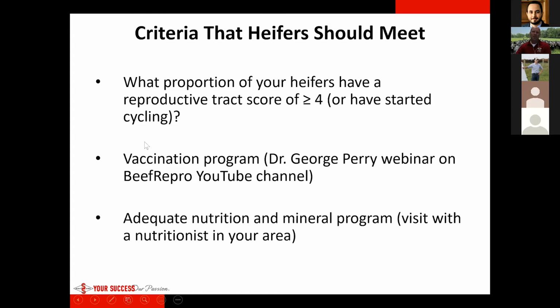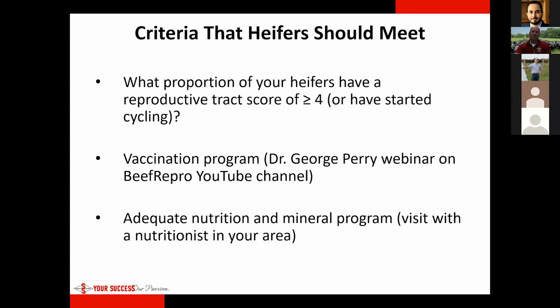One other thing you can visit with your veterinarian about is ensuring these heifers have been vaccinated correctly, have had their pre-breeding vaccinations done well before breeding season starts, 35 to 45 days before breeding season. I'd also encourage you, Dr. George Perry did a webinar this spring that's on the Beef Repro YouTube channel that covers a lot of this, from a vaccination program and timing of those vaccination programs to get the optimal success rate with your beef heifers.